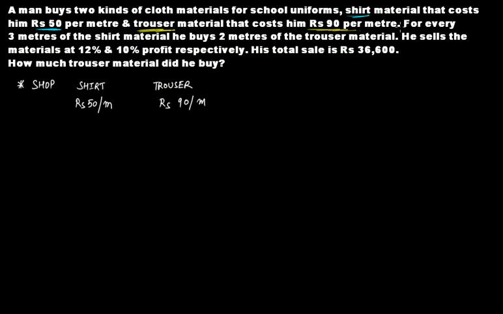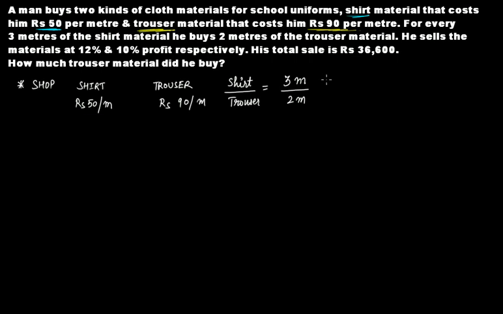Now, for every 3 meters of the shirt material, you buy 2 meters of the trouser material. So when you went to purchase shirt material, if you buy 3 meters of the shirt, then you buy 2 meters of the trouser material. That is, the ratio of shirt material to trouser material is 3 meter to 2 meter. It means that when you buy 3 meter of the shirt material, you buy 2 meters of the trouser material.